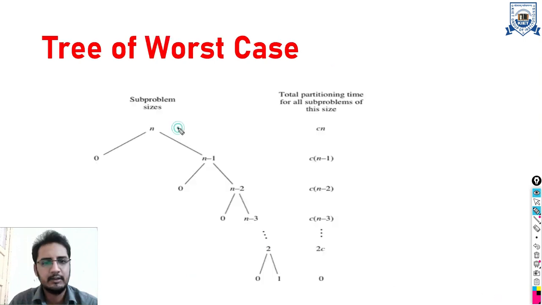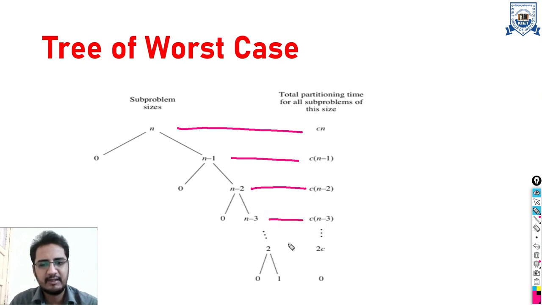So you are solving the problem of size Cn on the first level, problem of size Cn minus 1 on the second level, problem of size Cn minus 2 on the third level, Cn minus 3 on the next level.